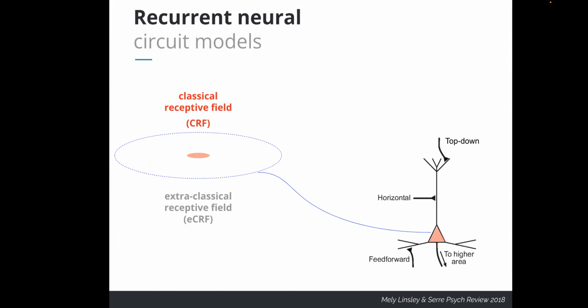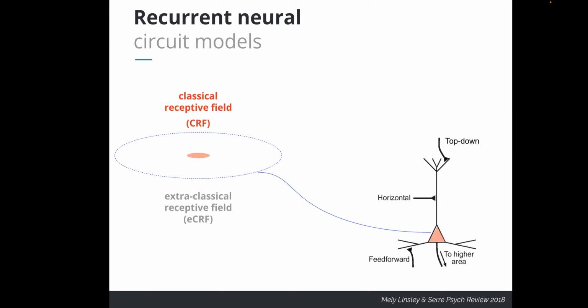And there's a whole list of phenomena that have been discovered and studied for the past several decades, which have to do with the so-called classical and extra-classical receptive fields phenomena. I don't know how many of you have heard the term extra-classical receptive fields, but I'm assuming that most of you are familiar with the notion of the classical receptive field, which is the part of the visual field that needs to be stimulated for a particular neuron to respond.